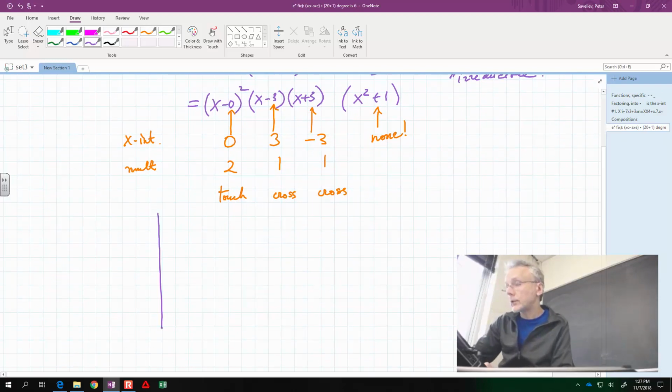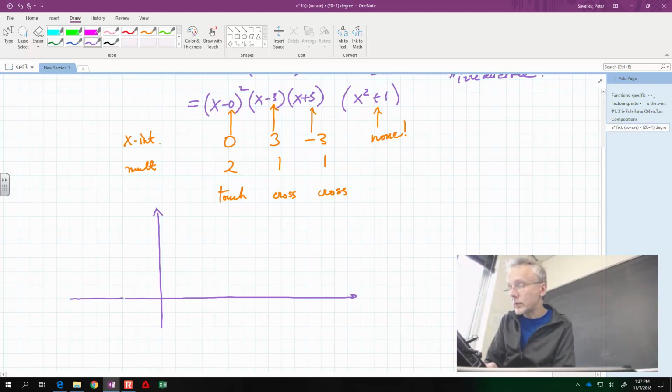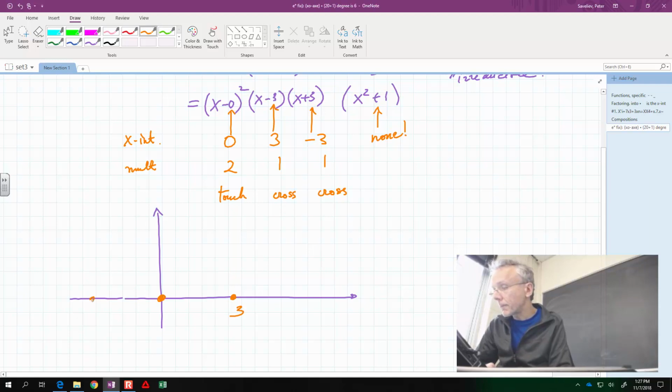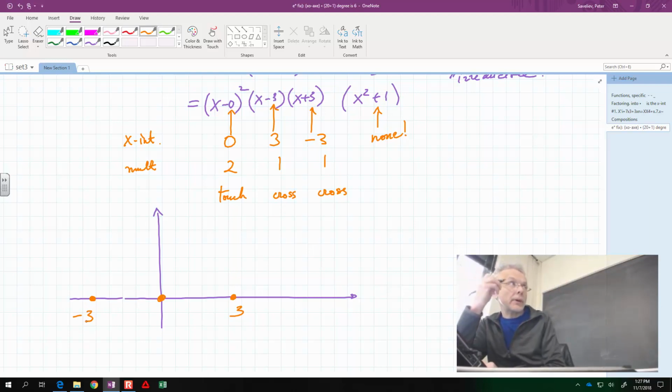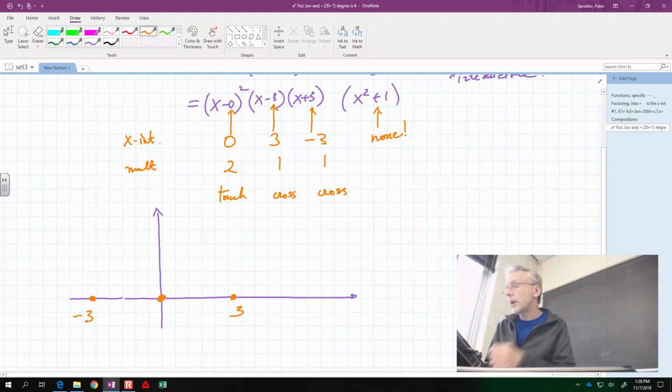So if I try to imagine what it looks like, I plot these 3 points on my x-axis: 0, 3, and negative 3. I plotted them in orange. The whole graph will be orange. So these are already 3 points on the graph of my curve. The only thing is we're going to connect them somehow. We just don't know which way. But let's pick one.